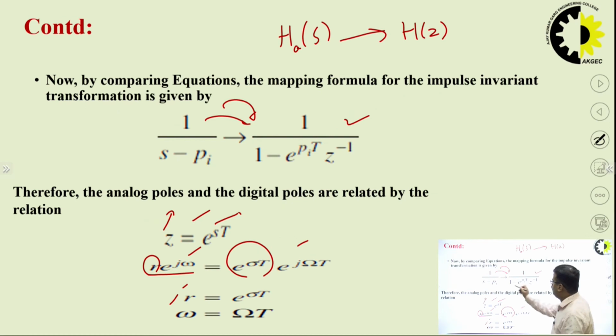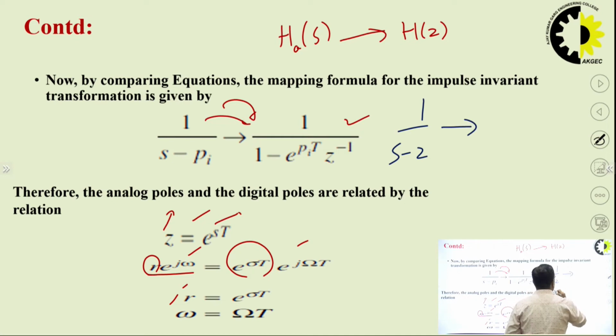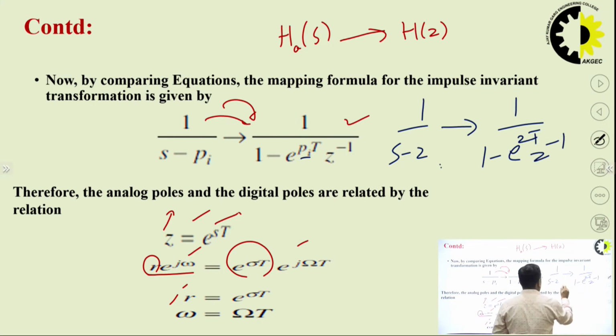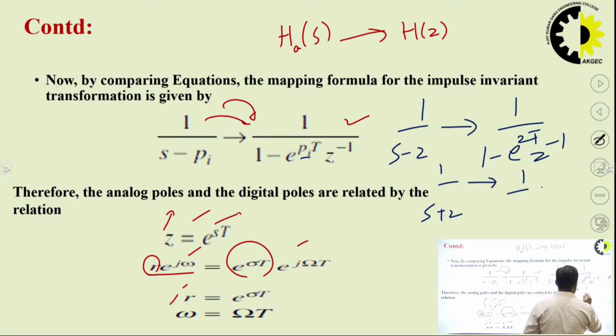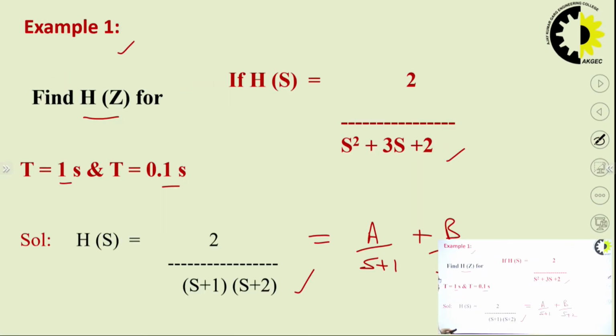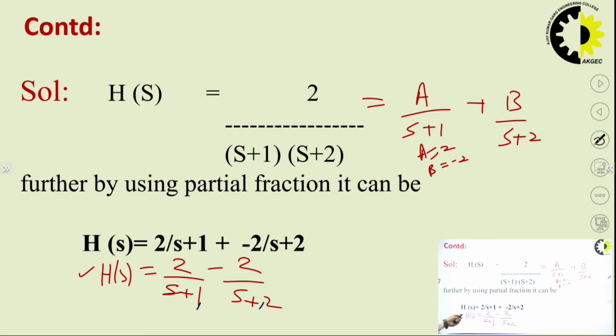So for linear 1 upon S minus p_i, you have to convert into 1 upon 1 minus e to the power p_i T z to the power minus 1. So 1 upon S plus 1 will be converted into 1 upon 1 minus e to the power minus T z to the power minus 1. If 1 upon S plus 2 is there, then it can be converted into 1 upon 1 minus e to the power minus 2T z to the power minus 1. So directly you can put this formula and you will get the answer.